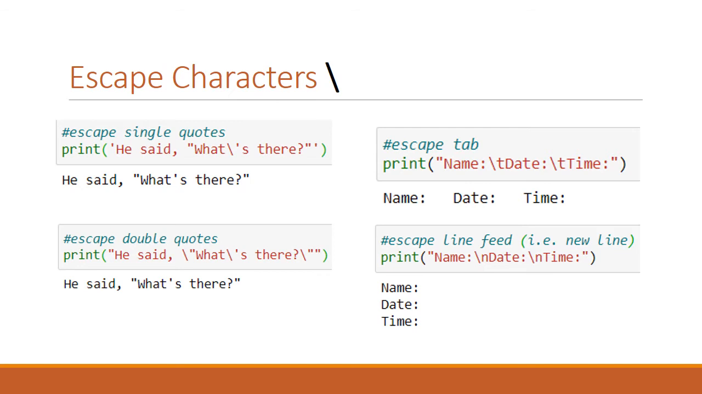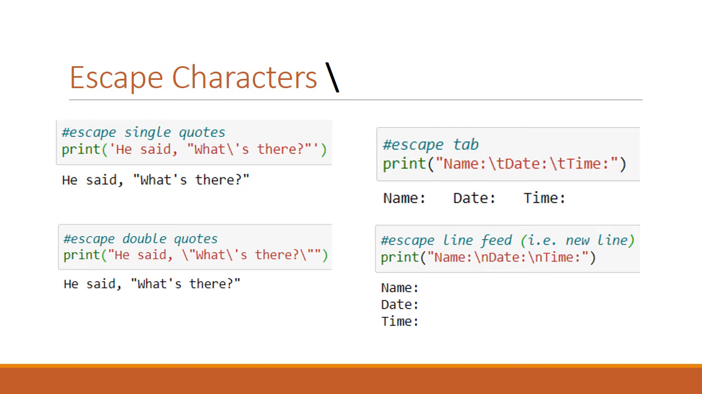Our second example is when we want to insert double quotes within a string that is surrounded by double quotes. So each double quote that we want to actually be part of our string, we use a backslash. So in this example, we have, He said, "what's there?" And these double quotes are part of our string.